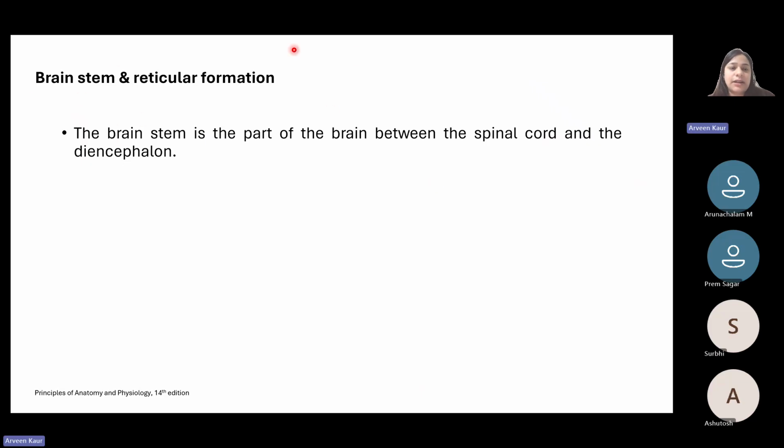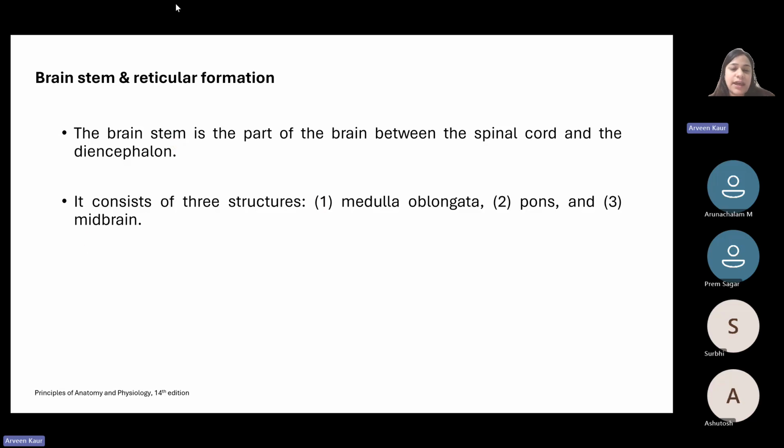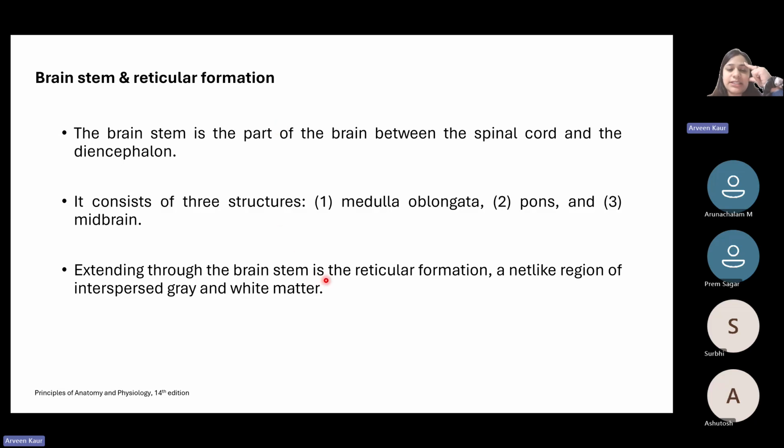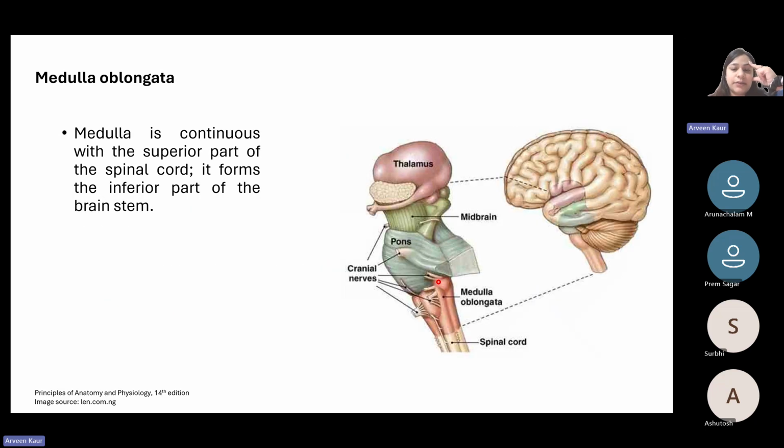So when we talk about brainstem and reticular formation, the brainstem is a part of the brain between the spinal cord and the diencephalon. It consists of three structures, as we saw: medulla oblongata, pons, and midbrain. Extending through the brainstem is the reticular formation, a net-like region of interspersed gray as well as white matter. So if we talk about medulla oblongata, this is medulla oblongata, just before the spinal cord. Medulla is continuous with the superior part of the spinal cord. It forms the inferior part of the brainstem.